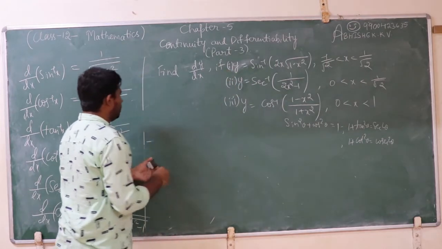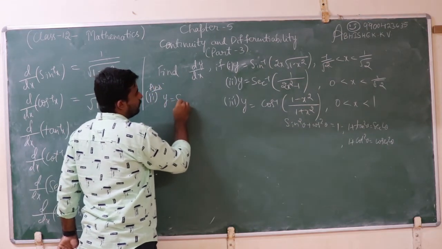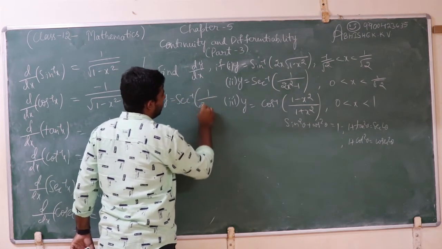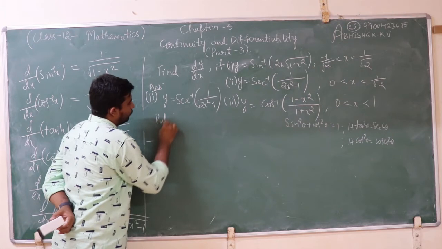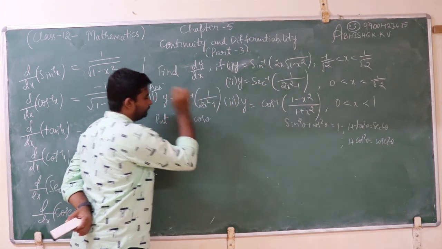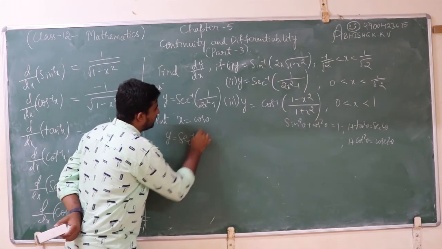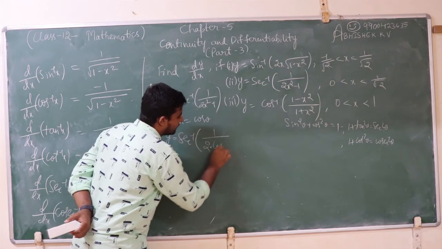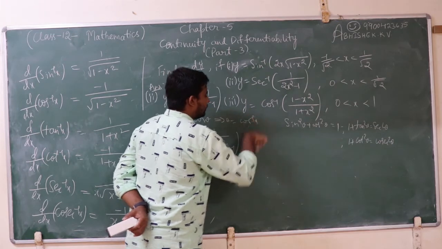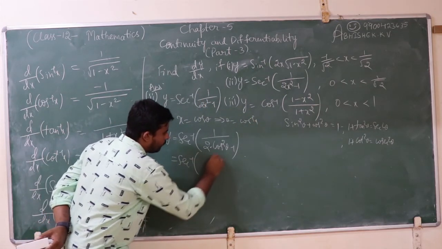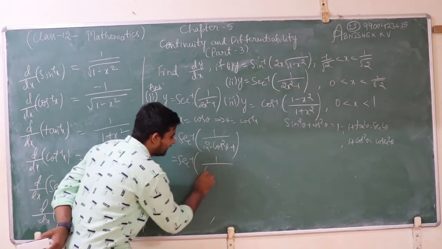Let us move on to the second one. Given y is equal to secant inverse of 1 divided by 2x square minus 1. Put x is equal to cos theta. Then y is equal to secant inverse of 1 divided by 2 cos square theta minus 1. This implies theta is equal to cos inverse x. Then 2 cos square theta minus 1 is cos 2 theta.